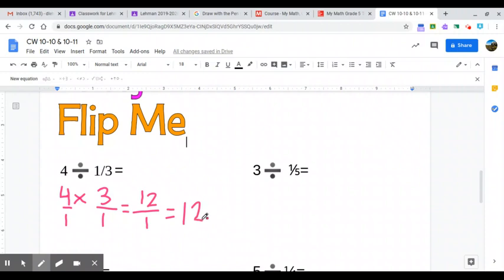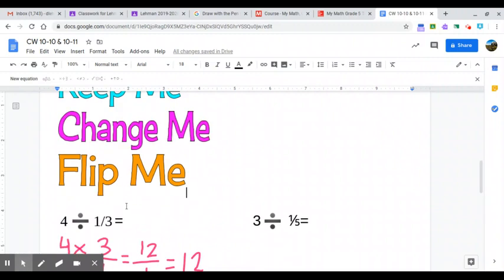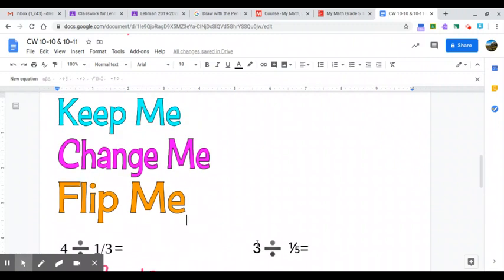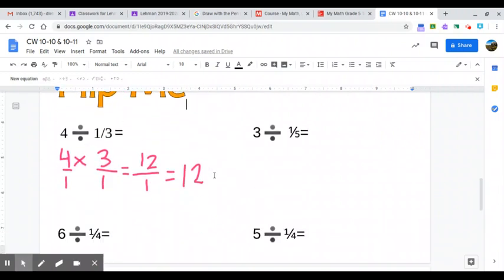Okay, and again, let's go back up here. The policy we're going to follow is keep me, change me, flip me. So let's do it again. Let's click that again. So here we go. We are keep me, change me, flip me.